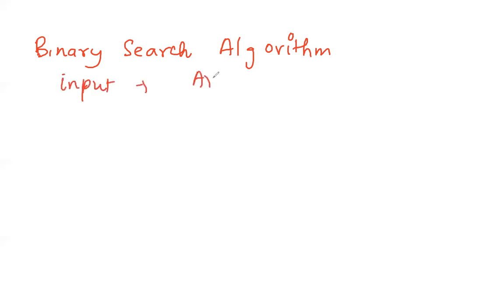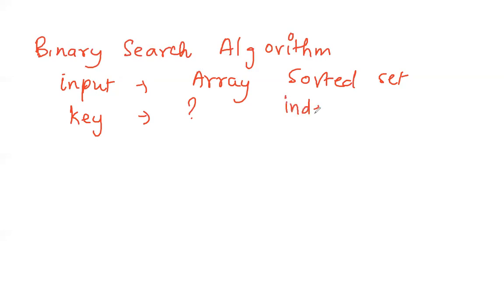This is an array or a sorted set, and then there is a key which we want to find. Most of the time we return an index, because we already know the key, so there is no point returning the key. The index is the return value of the algorithm with the implementation, and if you don't find the key, you return -1. That's the simple algorithm.